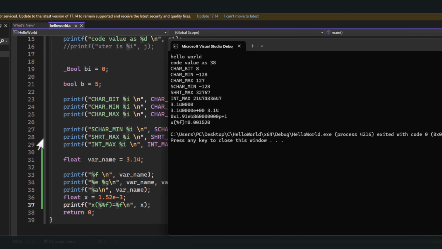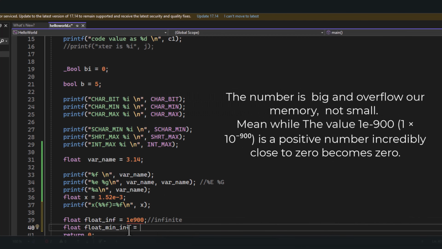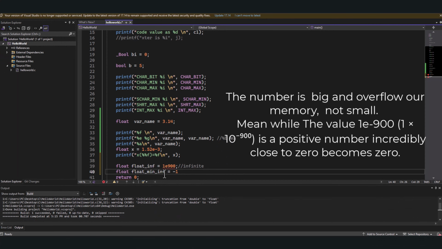Floating points that are too big to be represented are considered infinite. So these are numbers which are really too big to be represented in our computer. So these are referred to as infinite numbers.